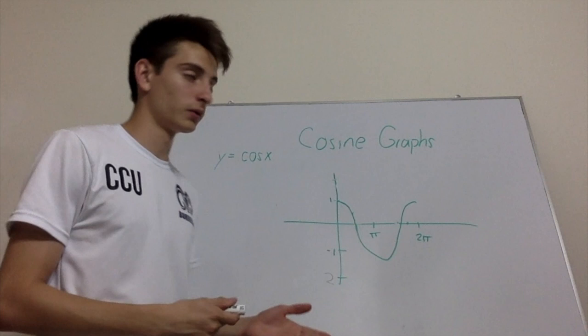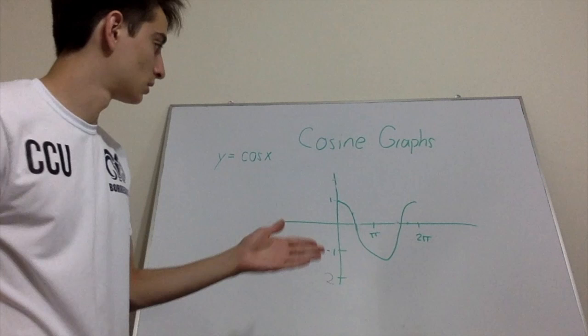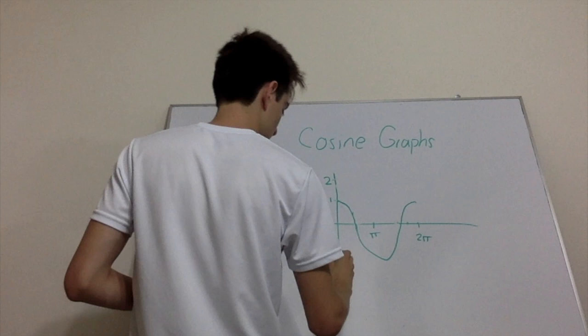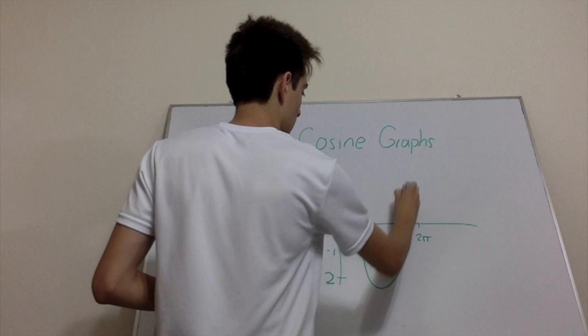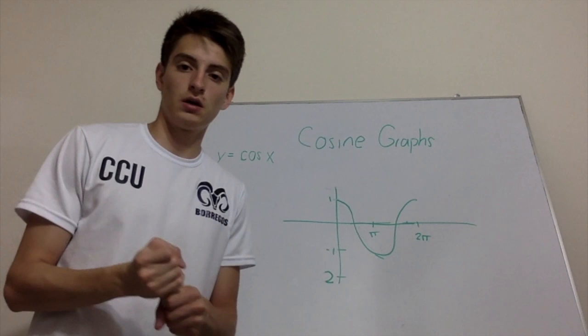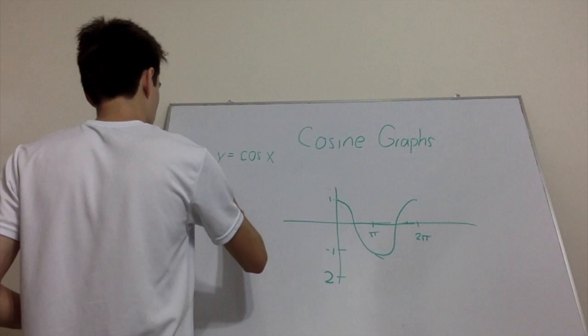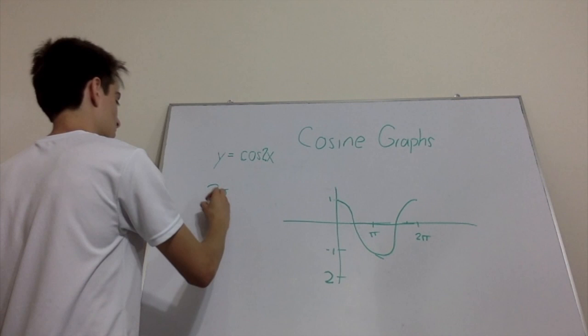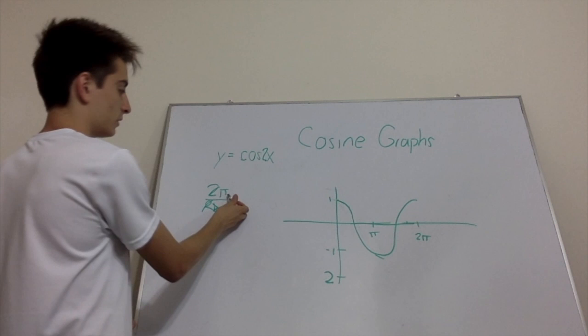Here we have the equation y equals cosine of x, and if we change it to 2, which is the amplitude, then the graph will change like this. Now the period is 2 pi over b. And if in this equation we change b to 2, and we cancel, we have the period as pi. So the graph will be like this.